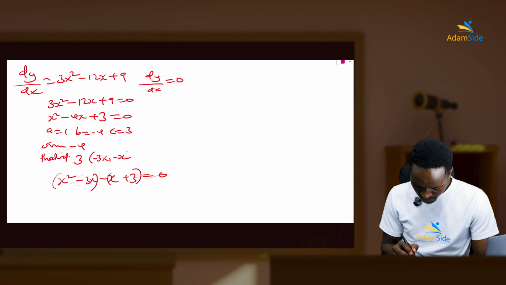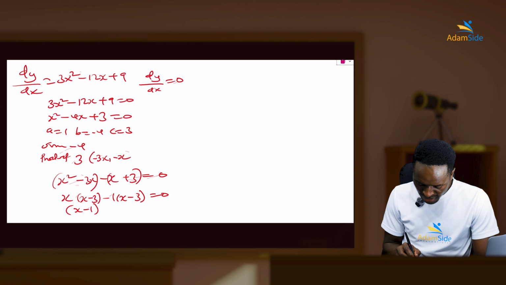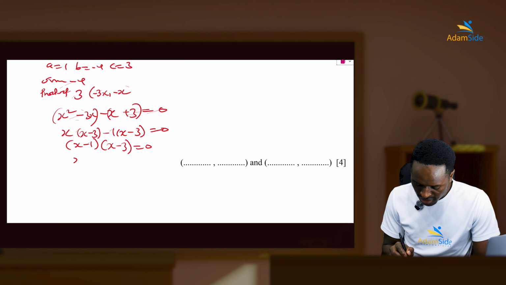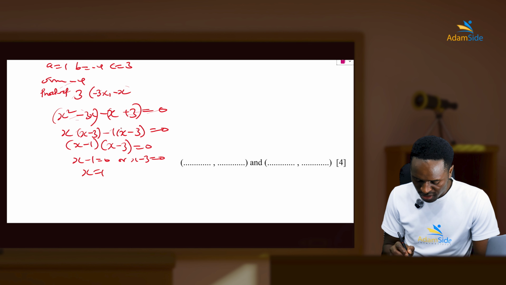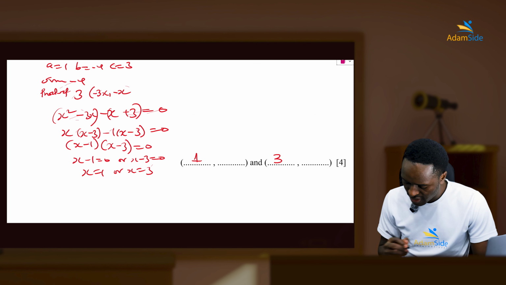is equal to 0. Then introduce brackets. So x into x minus 3 minus 1 into x minus 3 is equal to 0. So x minus 1, x minus 3 is equal to 0. Therefore, x minus 1 is equal to 0, or x minus 3 is equal to 0. So x is 1, or x is equal to 3.